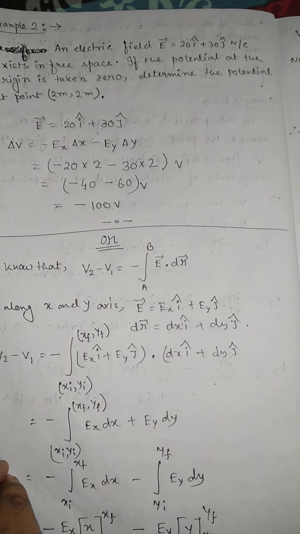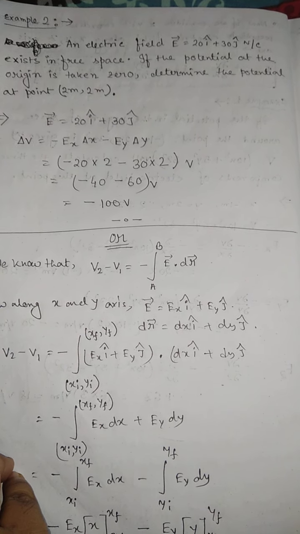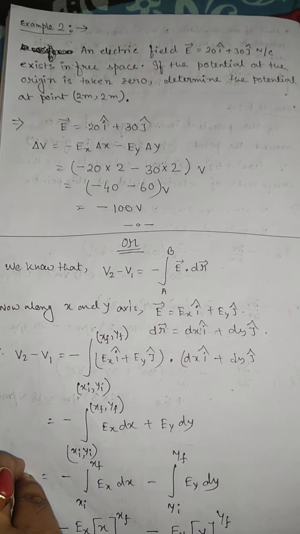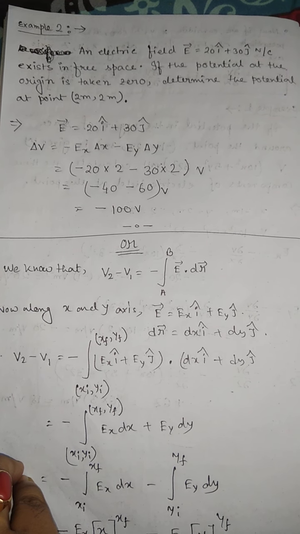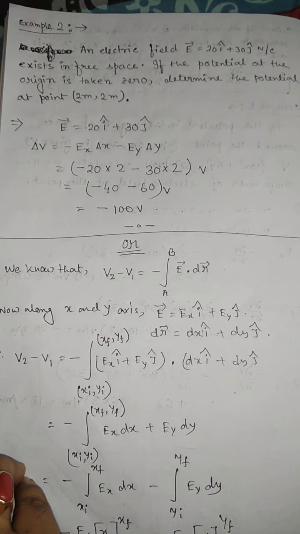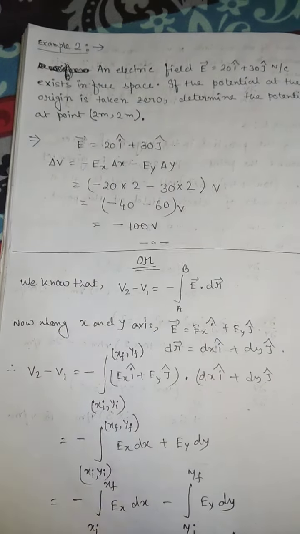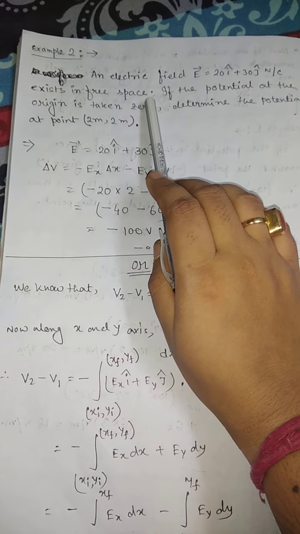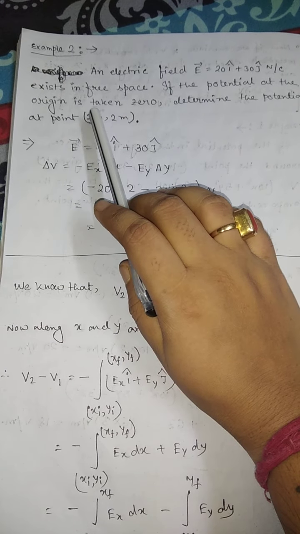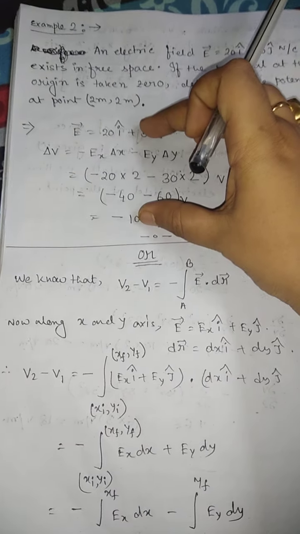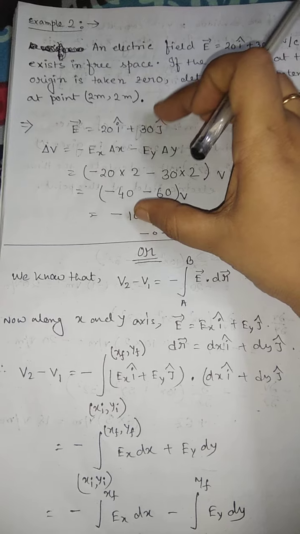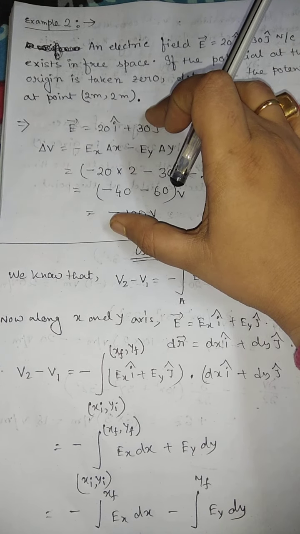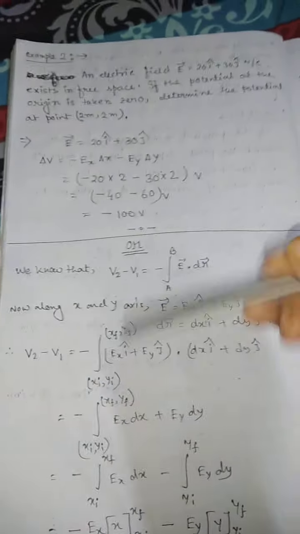An electric field E, given, exists in free space. If the potential at the origin is taken as 0, determine the potential at the point (2 m, 2 m). So initially the origin is (0, 0) and the final point is x, y equals 2, 2. I will solve this numerical shortly. Now I explain this one.